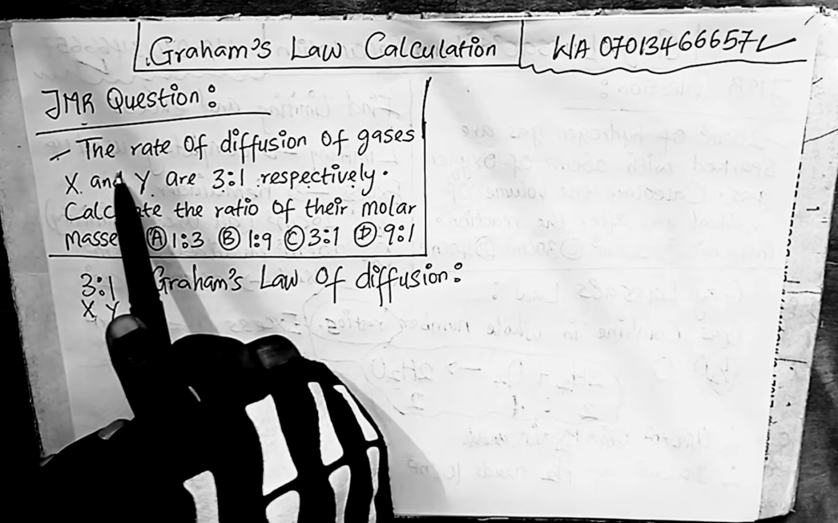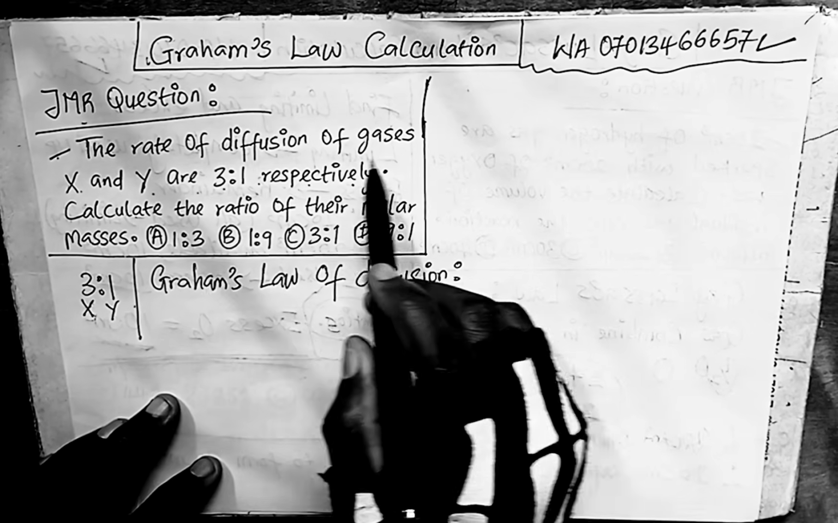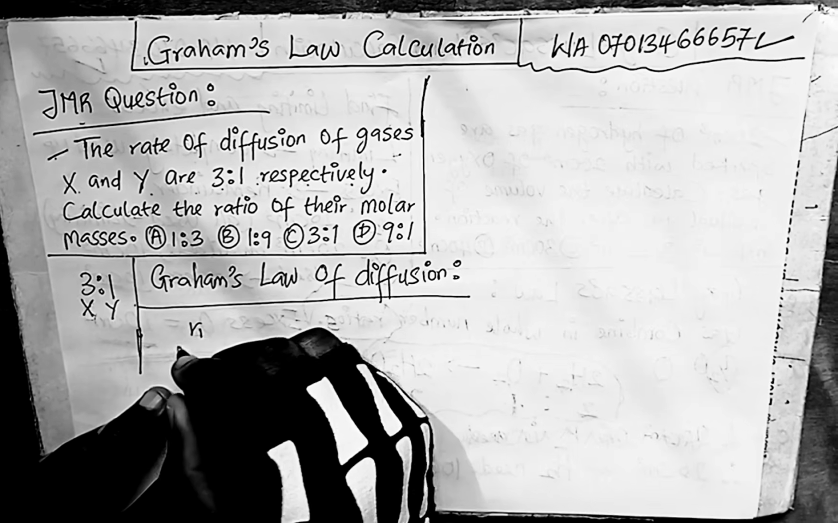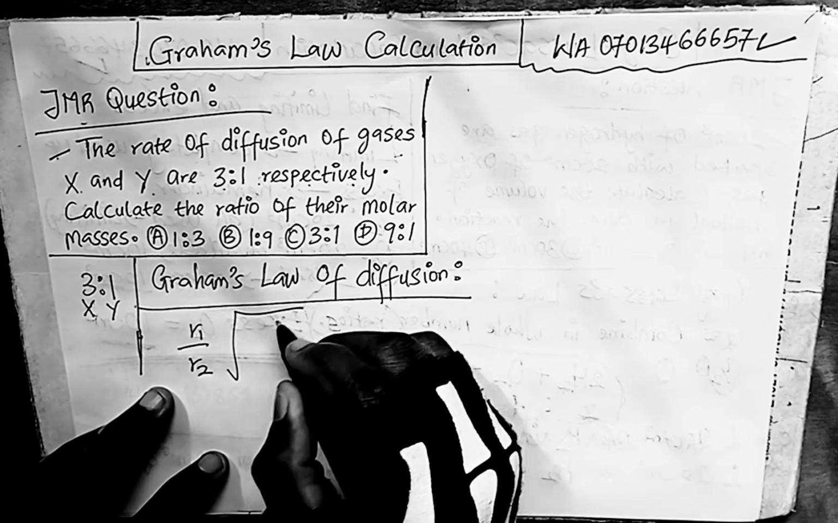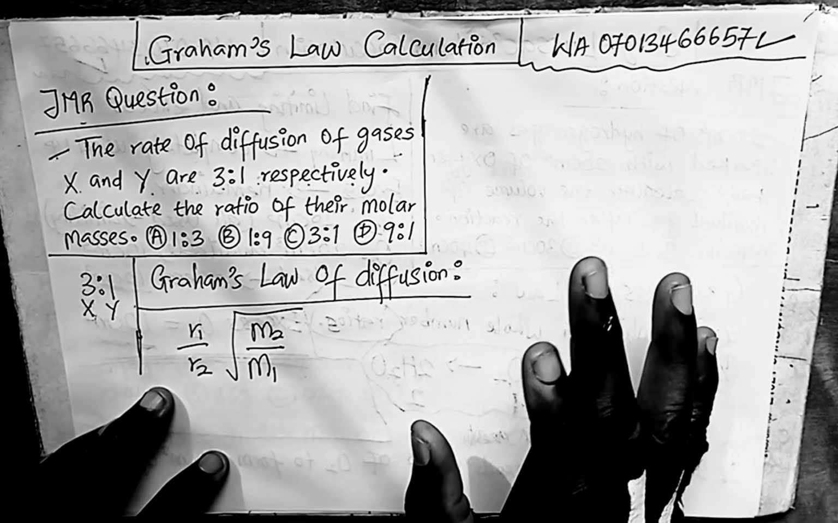That's the law. And you can see that they are asking us what's the ratio of S and Y respectively. Since we are talking about diffusion of gas, it is Graham's law of diffusion that you are going to use, and it is given by R1 over R2 equals the square root of M2 over M1. As easy as ABCD.